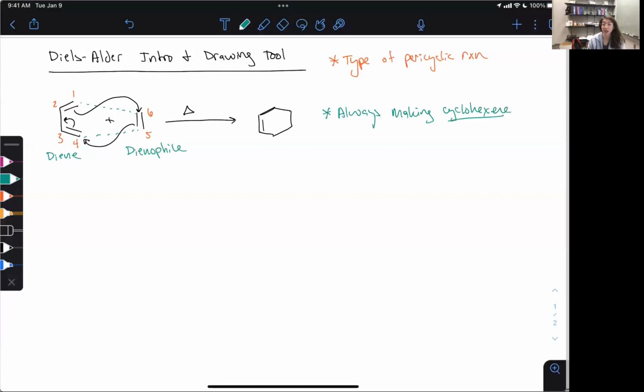So the cyclohexene is really our retron. It's the thing that you look for in a molecule, and when you see a cyclohexene, you go, I wonder if I could make that using a Diels-Alder reaction. So that is going to be the product that we're looking for when we're doing this for synthesis. There's a couple of things that we want to consider here.